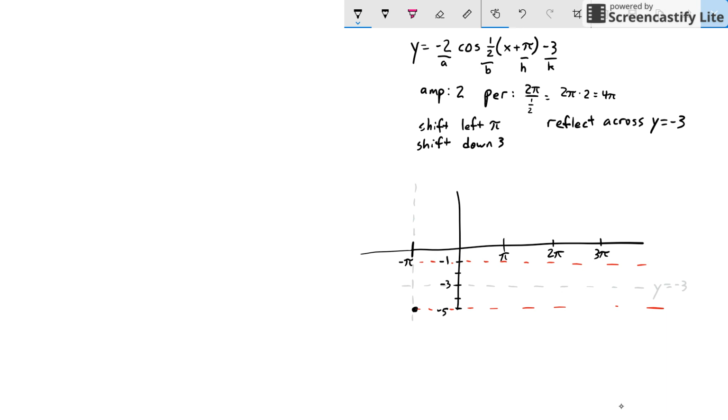The next quadrantal, or the next piece that matters, is when I'm at 0. Since I was at the minimum, the next time I'm going to be at the midline, and then the next time I'm going to be at the maximum. And then I go back to the midline, sorry, then I go back down to the minimum to complete the entire cycle. Now I'm going to connect those dots.